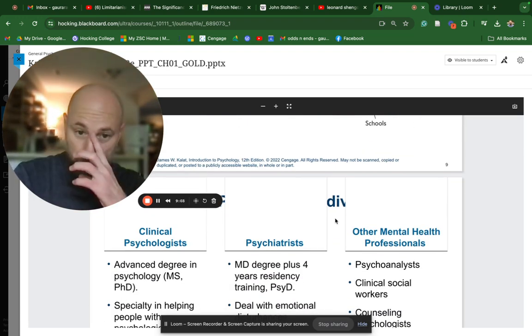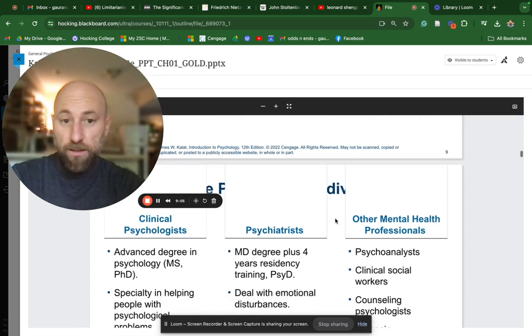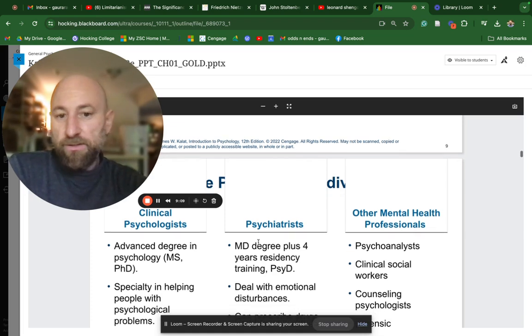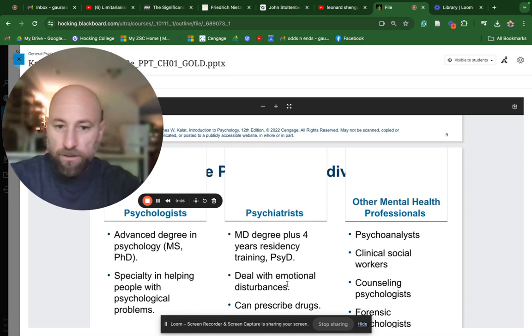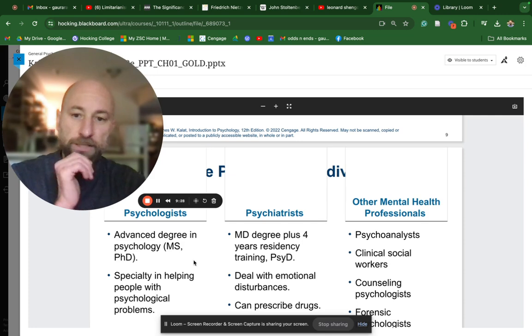Distinctions: clinical psychology versus psychiatry versus other mental health professionals. Psychiatry, start in the middle. These are medical doctors, but they also have 4 years of residency training, essentially training in medication. So these people deal with emotional disturbances by prescribing drugs. They do not do therapy with their patients.